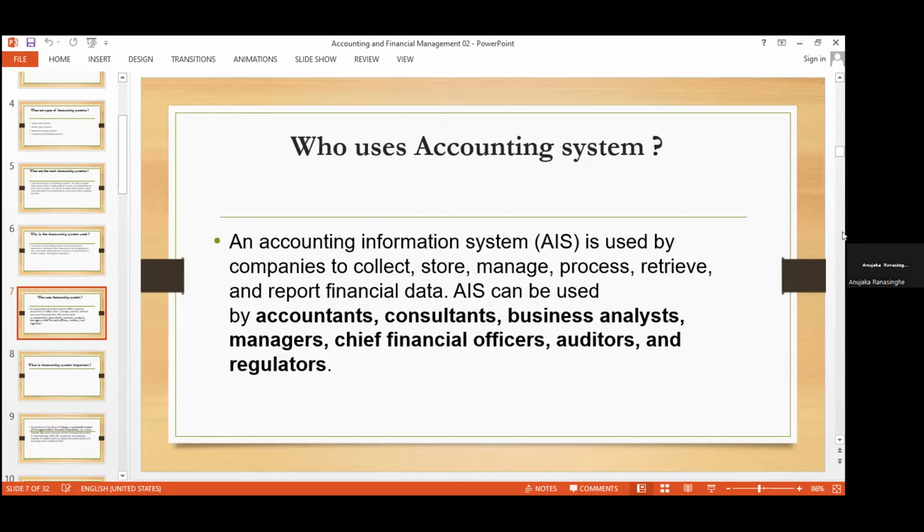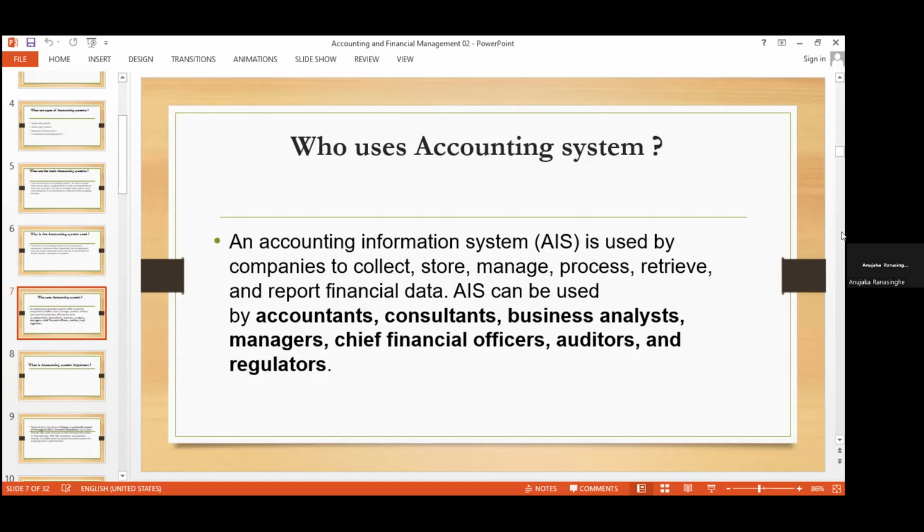Investors, accountants. We separate them into internal and external parties, as we discussed in the earlier lesson. Internal parties are accountants, managers, chief financial officers, and internal auditors. External parties are consultants, business analysts, investors, and regulatory bodies. Those are the users of our accounting system.